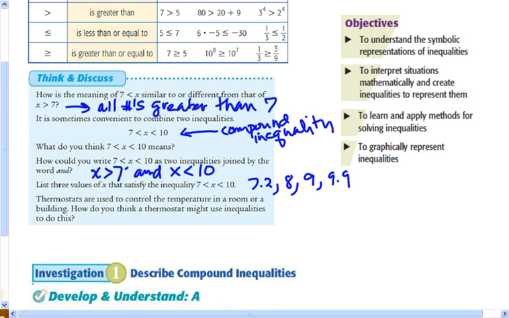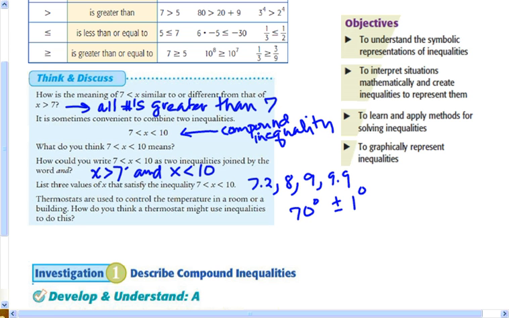So it says thermostats are used to control the temperature in a room or a building. How do you think a thermostat might use inequalities to do this? Well, let's say your temperature is set at 70 degrees. A room will get warmer and colder, so it's impossible for a furnace to keep it at exactly 70 degrees. So what it might do is, if you set it at 70 degrees, it might turn on at 69 degrees, and then it'll keep heating it up till it gets to 71, and then it'll kind of keep that range of plus or minus 1 degree in there.